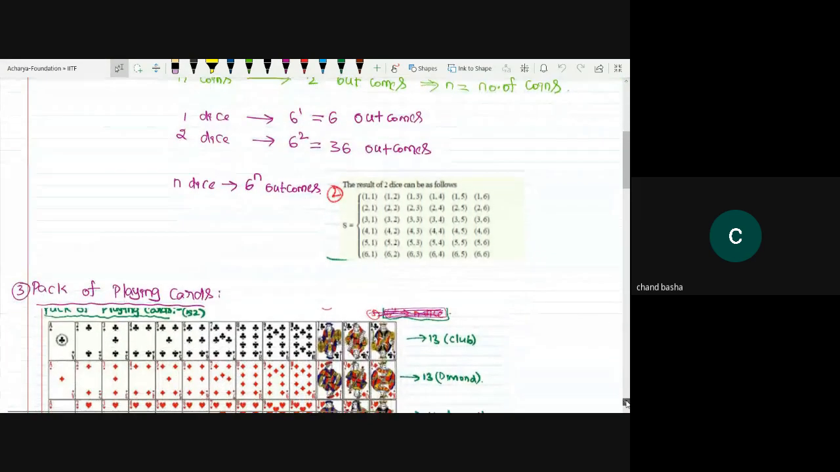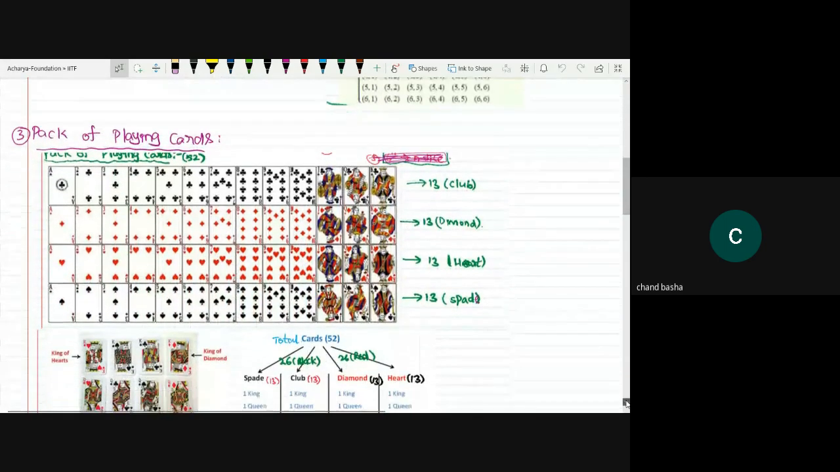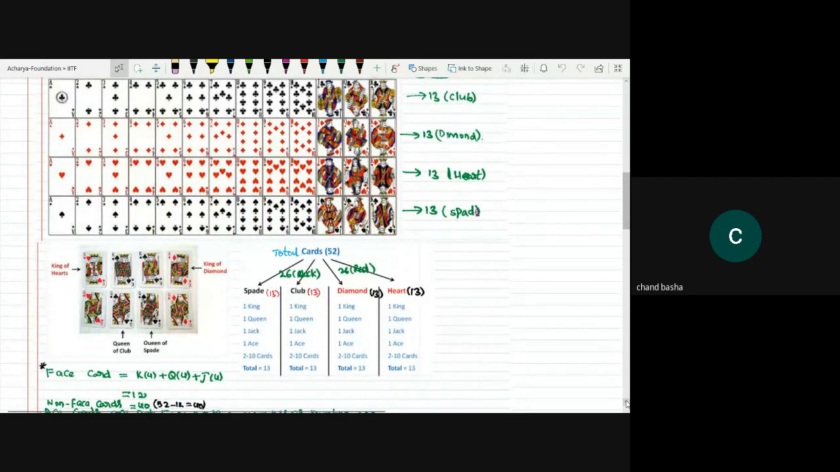But out of these, the pack of playing cards takes an important role. A total of 52 cards are there, out of which red and black are 26 each. Out of the red, we have diamond and heart shapes, 13 each. Club and spade are the black cards. In each suit of 13 cards, king, queen, jack and ace are fixed, and the rest of the cards are 2 to 10. They are the numbers.